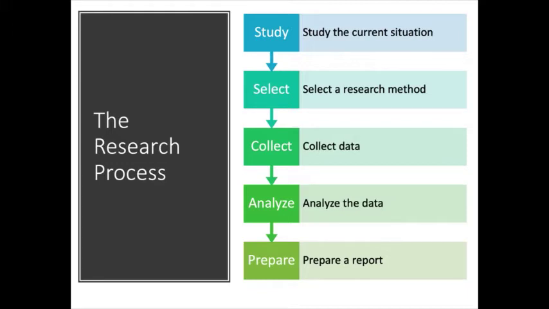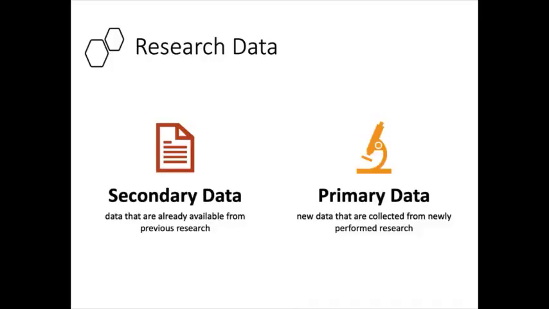Let's talk about the types of data that you're trying to collect. You can see here there are really 2 types of data we talk about when we do marketing research. There is secondary data. It's defined as data that are already available from previous research, published in all sorts of different formats. And then there is primary data, new data that are collected from newly performed research. Both of these can be useful, many times useful in different ways.